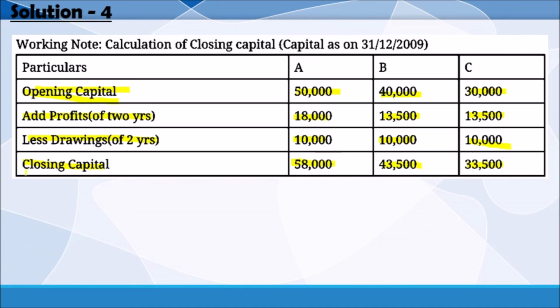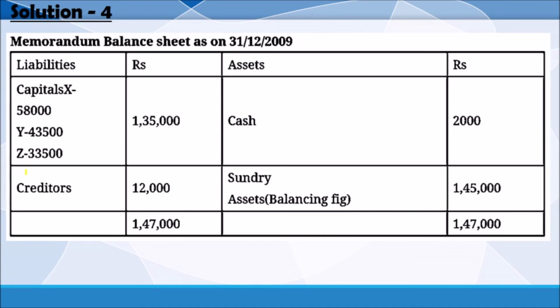Actually, only a few items like creditors and the amount of cash are given that are available in the balance sheet. But we need the amount of capital, and with this amount, we will find out the value of the sundry asset. So in order to find that value, we are preparing the memorandum balance sheet.